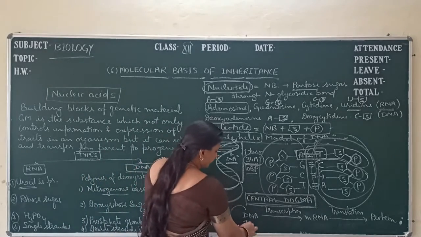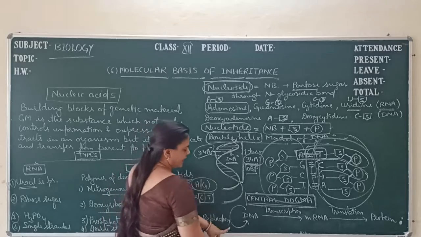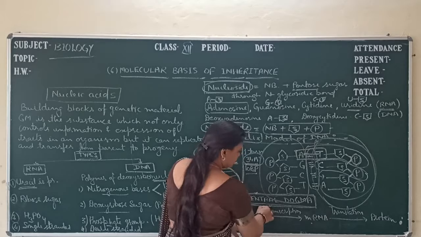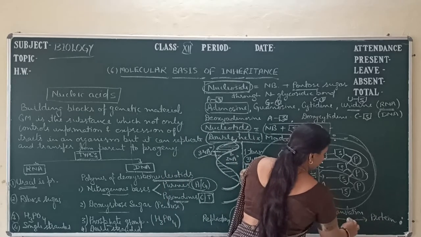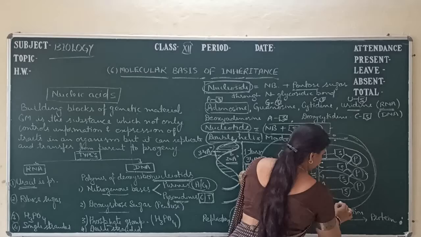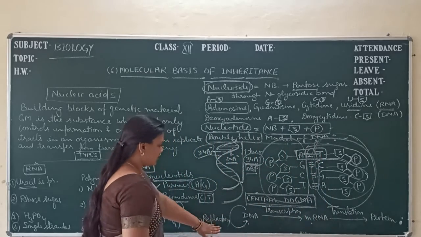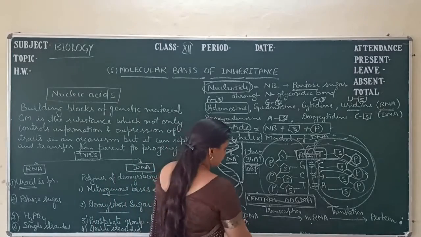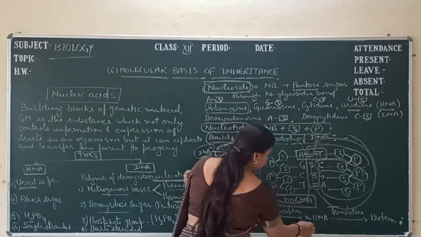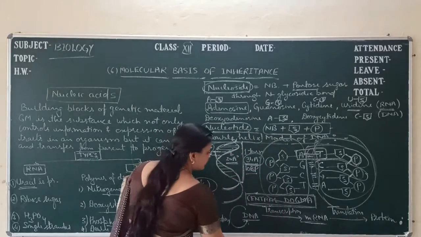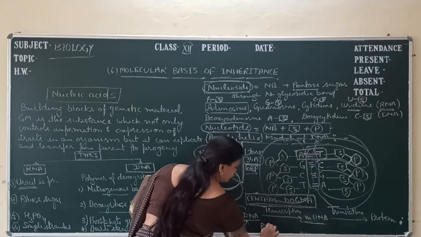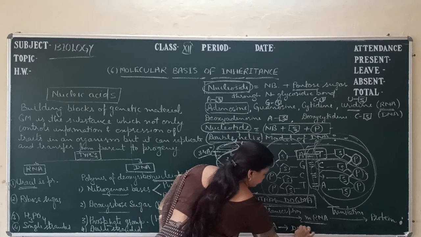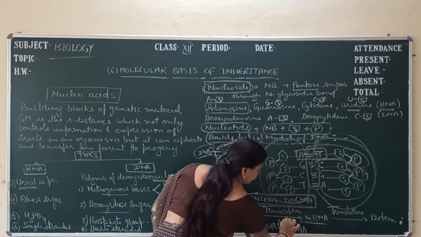The synthesis of DNA from DNA is known as replication, from DNA to messenger RNA is known as transcription, and from messenger RNA to protein is known as translation. So here are the 3 processes. First is replication, the formation of DNA from DNA. Transcription means from DNA to messenger RNA. But one more is reverse transcription. What is reverse transcription? The formation of DNA from RNA. This is known as reverse transcription.